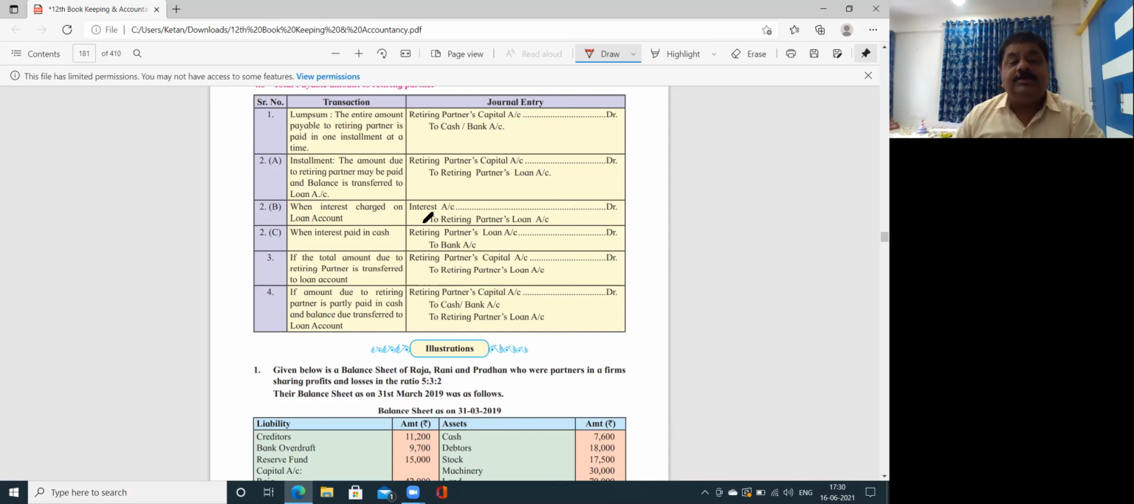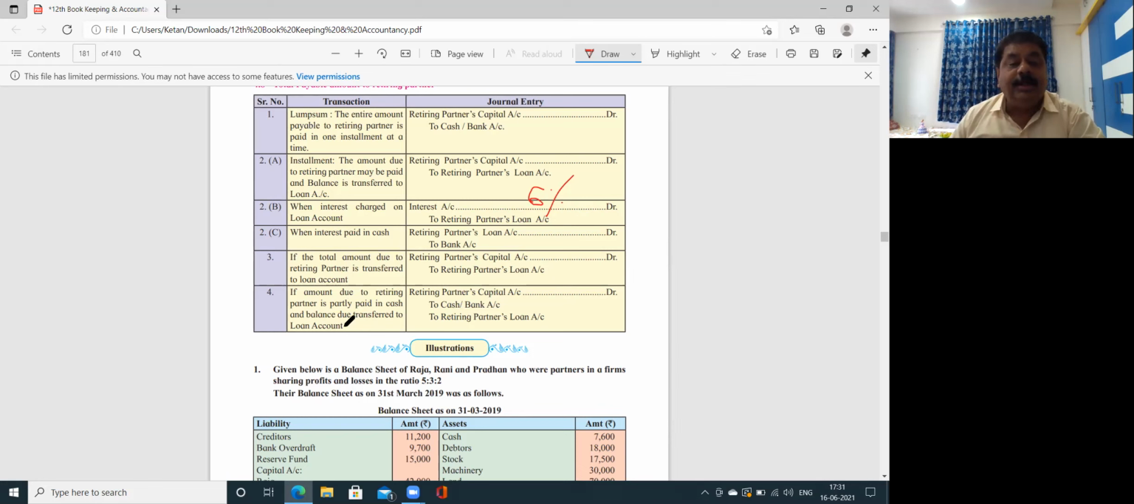Then interest is charged on loan, interest account debit to retiring partners loan account. Here the interest percentage you are knowing, and that is 6%, according to section 37 of the Partnership Act 1932. So interest account debit to retiring partners loan account, and when interest is paid in cash, retiring partners loan account debit to bank. If the total amount due to retiring partner is transferred to loan account, then retiring partners capital account debit to retiring partners loan account.